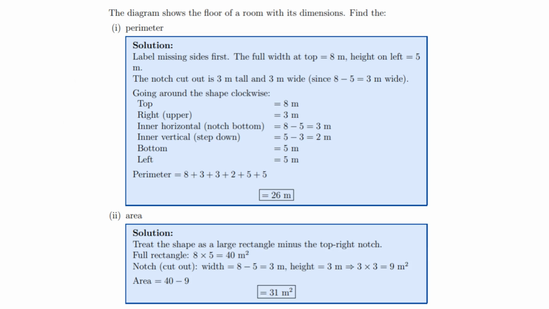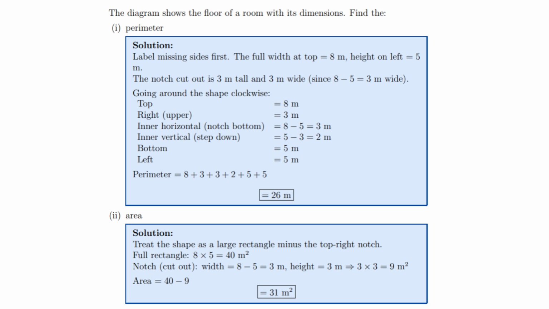And let's look at our diagram over here. The diagram shows us to find the perimeter. To find the perimeter, we just add all the sides together, every length of the side that you see. So we have the top side, the right side is 3, the inner horizontal, which is also 3, the inner vertical, which is 2, the bottom, which is 5, and the left side, which is 5. So adding all this, you get 26 meters.